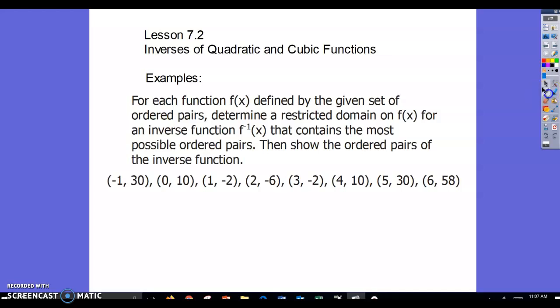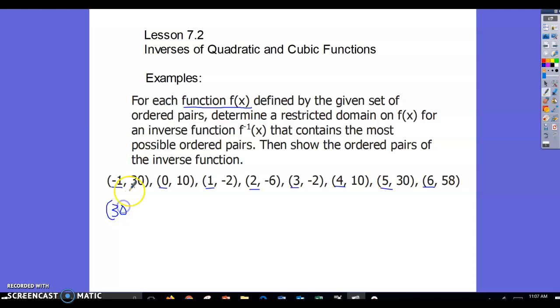The first thing we see is that this is a function, and if we look at this, we can see that all the x's are unique, which means it's a function. So we're starting with a function, and we want to find the inverse. To find the inverse, we have to switch the x's and y's. So let's go ahead and switch all the ordered pairs, and then we'll answer the question.